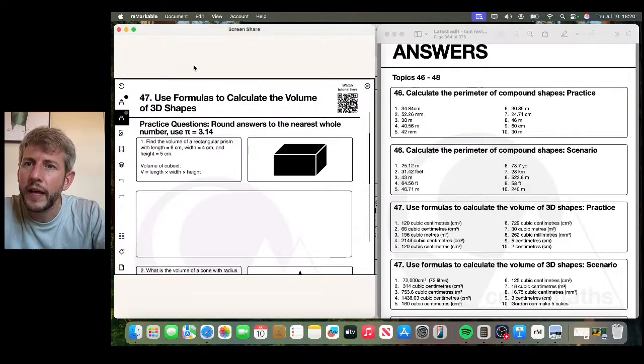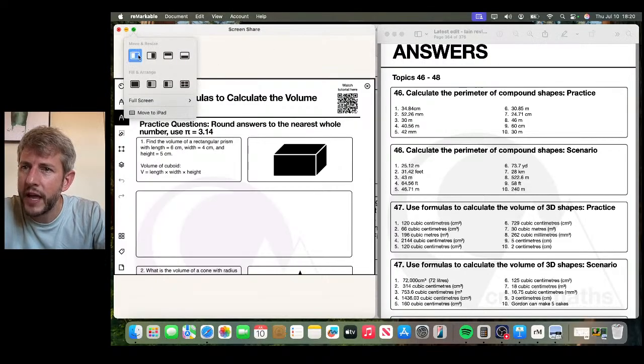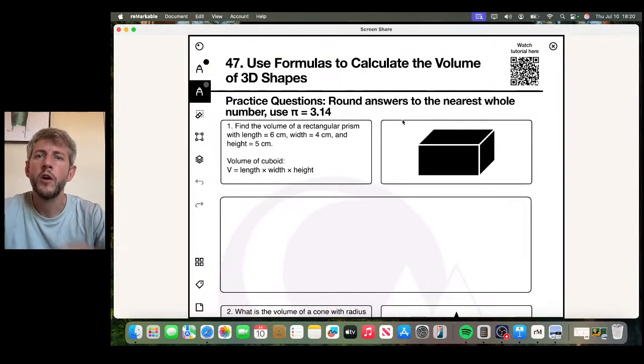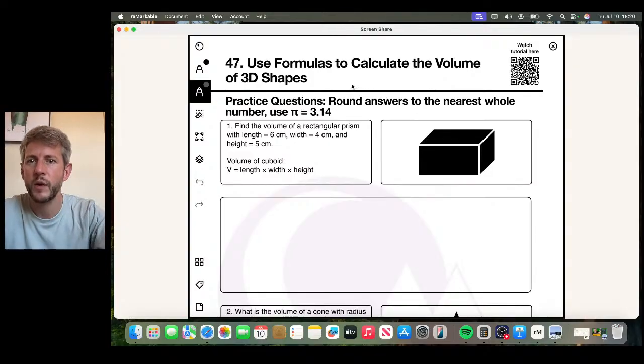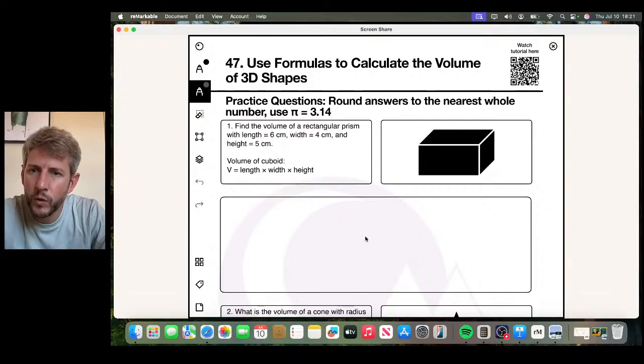Okay, so this one is topic 47. What is this all about? It's use formulas to calculate the volume of 3D shapes. Okay, right, so here we go. We've got find the volume of a rectangular prism with length 6 centimeters, width equal to 4 centimeters, and height equal to 5 centimeters. It says here that the volume of a cuboid equals length times width times height.